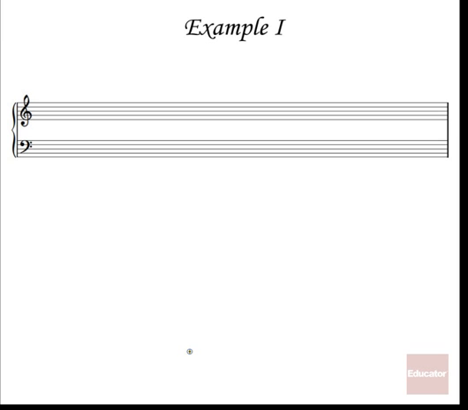Okay, for our first example, a question might ask you to determine the closely related keys for a given key. So let's say we're given the key of B flat major, and we need to find the closely related keys. So we saw one way to do that, which is to write the key signature of the key and then look at the scale degrees.